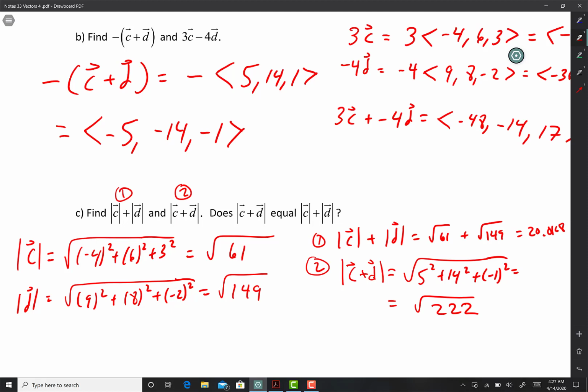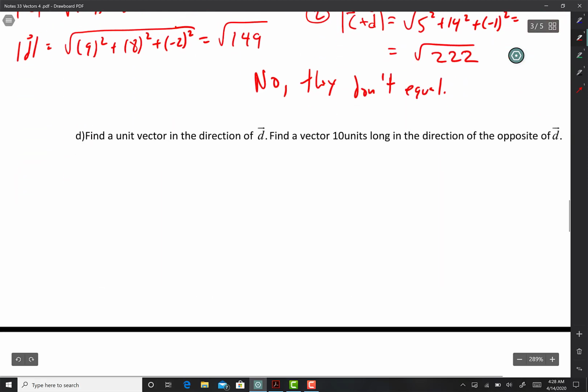Okay, it says, does C plus D equal, and then the answer to the question is no, they don't equal. Done. All right, what do we got next?